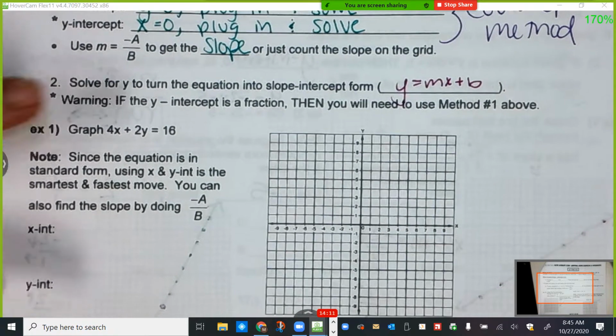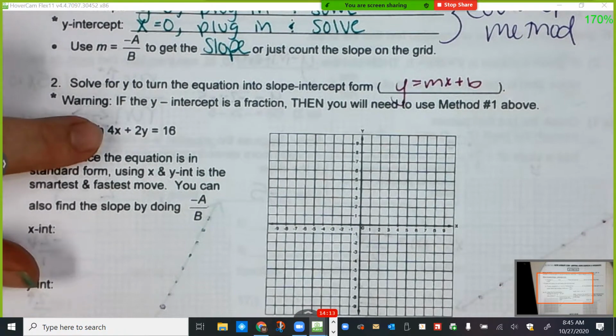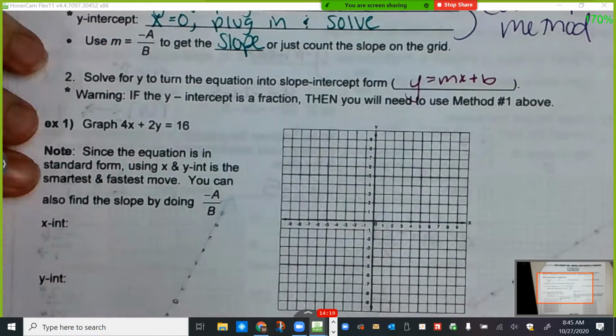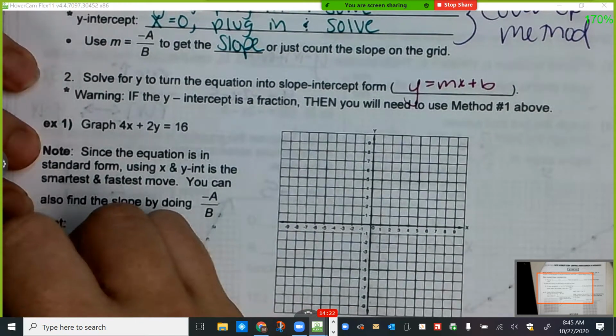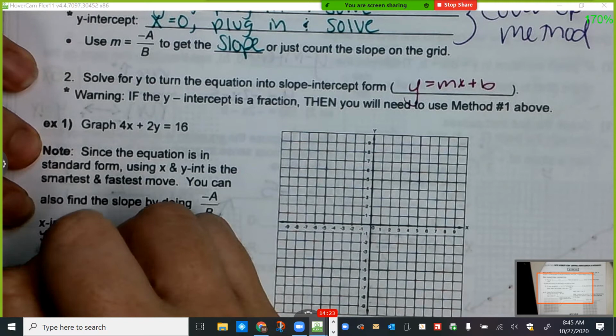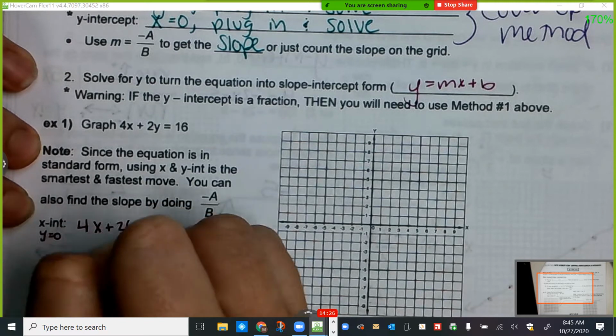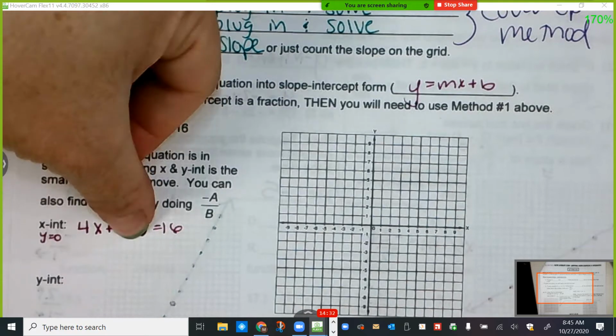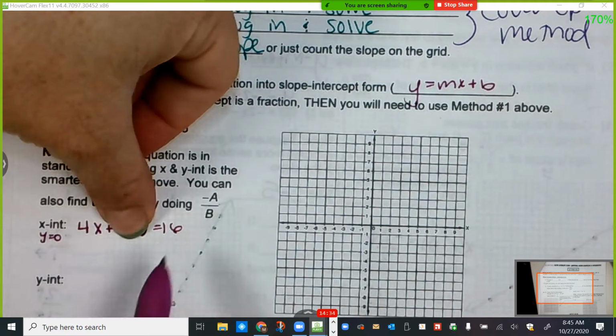Okay, so if you notice, we're given a standard form equation. We can't just graph that right away. So we're going to go ahead and try to find our x-intercept. I want you to realize x-intercepts are where y equals 0. So I'm going to rewrite it, but with y as 0. What's anything times 0? So guess what? You cover it up. And how would you solve for x?